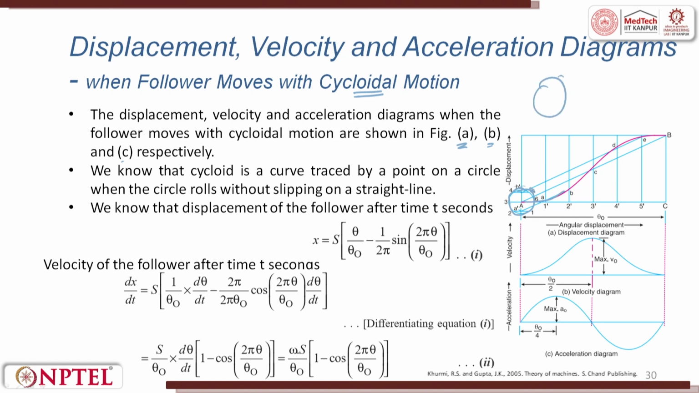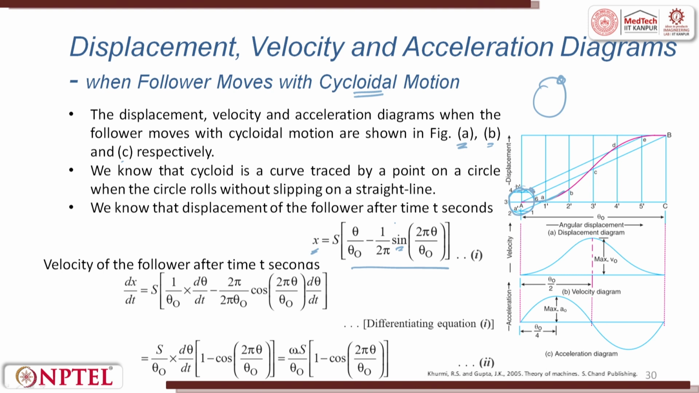So, this is a circle, and this is a point on a curve, a point on a circle, when the circle rolls without slipping on a straight line. So, the displacement of the follower after time t seconds, x equal to S, is represented by S = (θ0 / 2π)... sine(2π θ / θ0).